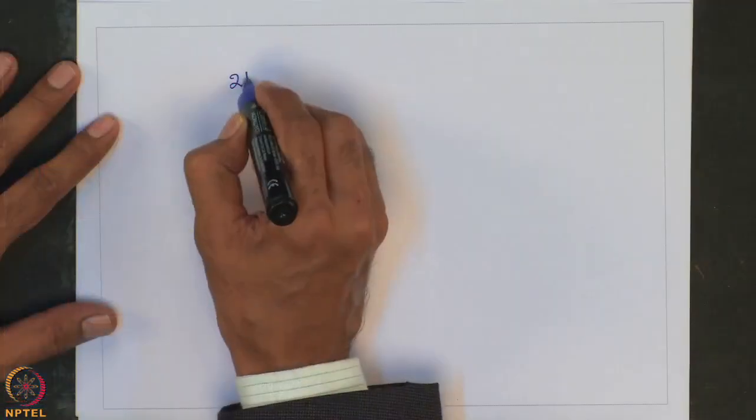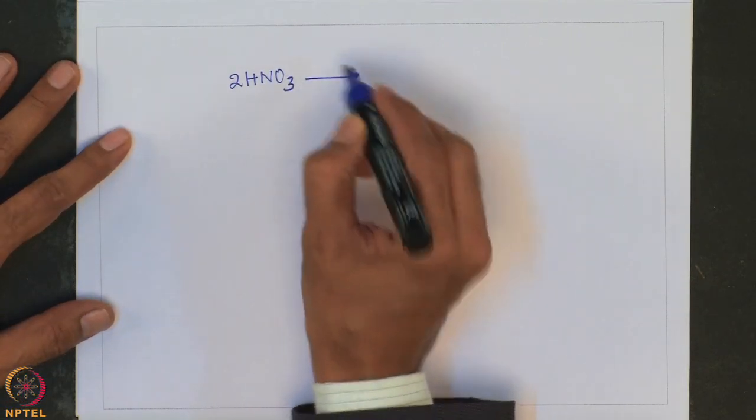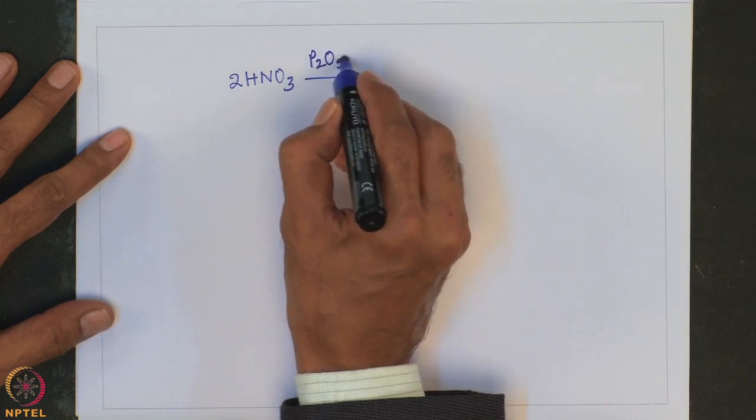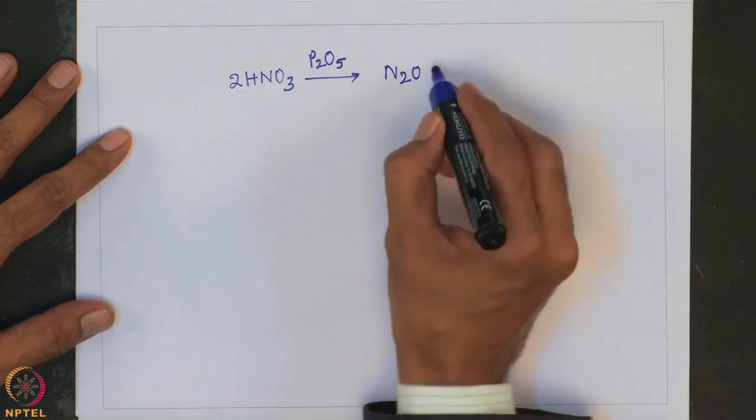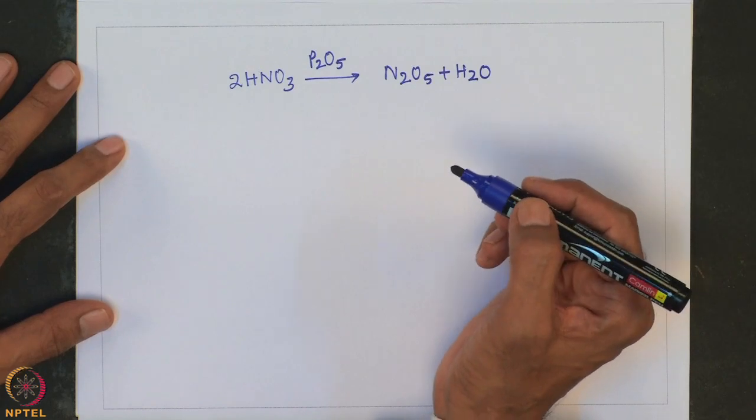So, let us look into the last one in the series, dinitrogen pentoxide. Again, dinitrogen pentoxide can be prepared by treating nitric acid with P2O5. That means, it is essentially an anhydride of HNO3. Nitric acid on treatment with P2O5 gives N2O5 plus H2O. Okay. So, N2O5 is a colorless ionic solid.